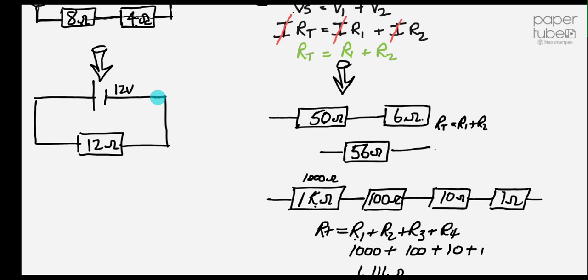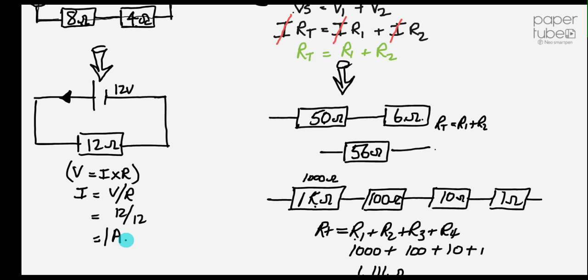Now, what's the current flowing? Can we find the current leaving this battery here? There's conventional current. Remember the tooth fairy and Santa? Don't get too upset. V equals I times R. So I is equal to V over R, is 12 over 12, is 1 ampere. So 1 ampere flows in that.